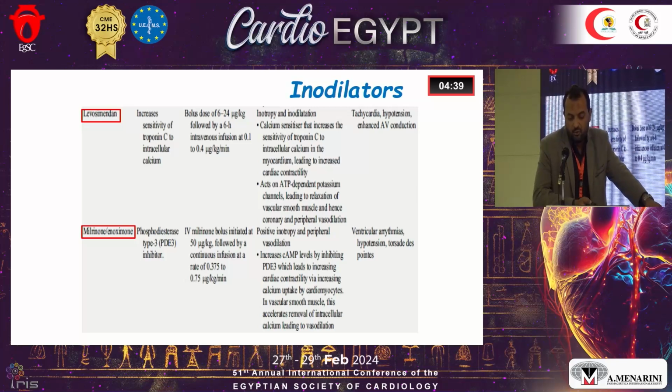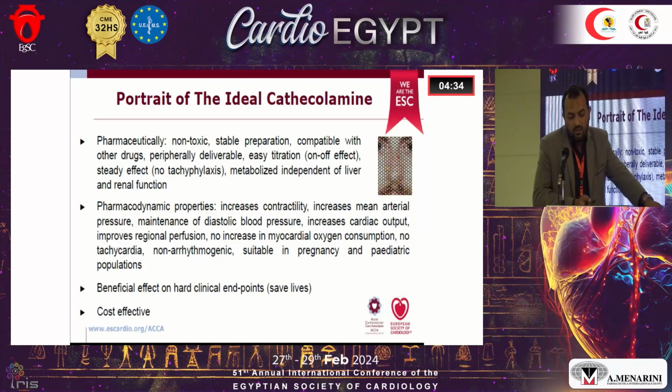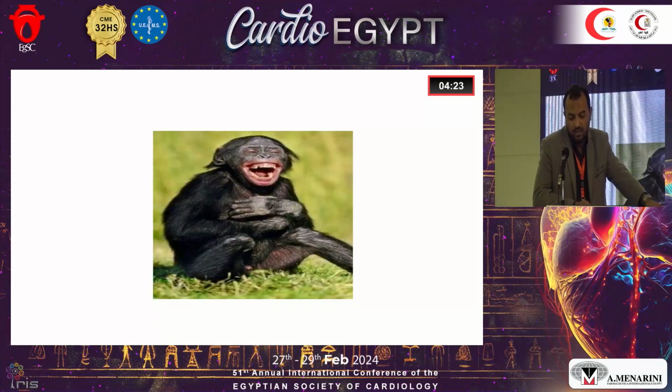It can also cause positive inotropism, but it has hypotensive and ventricular arrhythmia effects. What is the ideal catecholamine we have? Dr. Ayman showed this slide. It's non-toxic, very compatible, increases contractility, increases mean arterial pressure, and maintains diastolic pressure. This will not happen anyway.